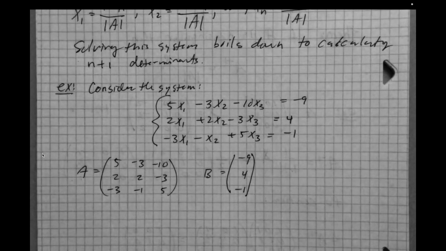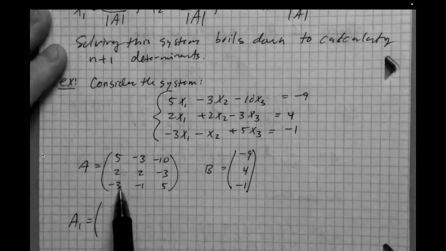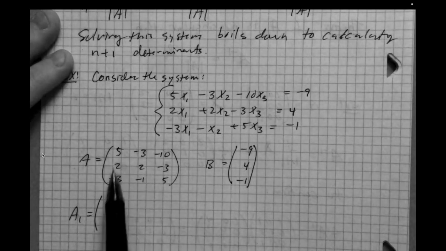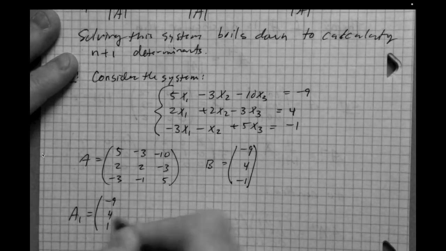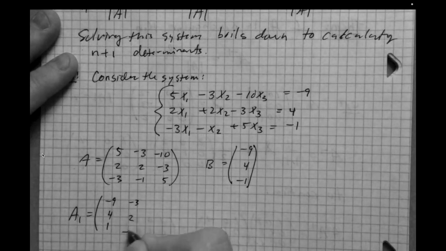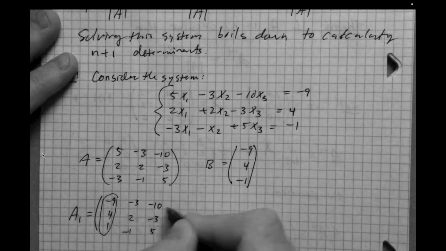Okay, and so given the system, we can easily do this part of it. Now, what comes next is we need to calculate A sub 1, A sub 2, A sub 3, the three changed matrices. So A sub 1: remember, that's just the coefficient matrix where we've deleted the first column and plugged in B instead. So it'll just be negative 9, 4, negative 1, but then it's the same two columns as before: negative 3, 2, negative 1, negative 10, negative 3, 5. So remember, this is the column that's different.